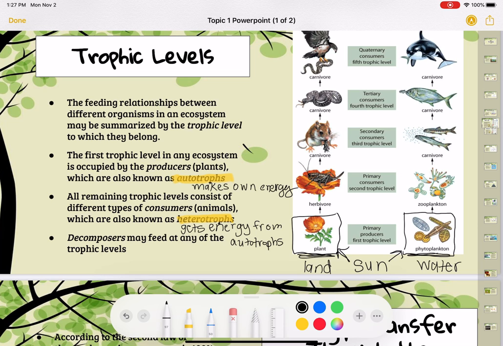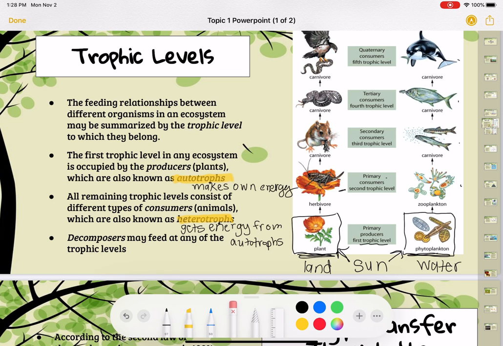It says all remaining trophic levels consist of different types of consumers, which are also known as heterotrophs. So all of these remaining levels of the food chain, all the way up, are consumers. We start at primary consumers and work our way up to secondary, tertiary, and quaternary consumers. Notice how sometimes this becomes a little bit confusing. These are primary consumers, but they're actually the second trophic level because the first level is the primary producers.